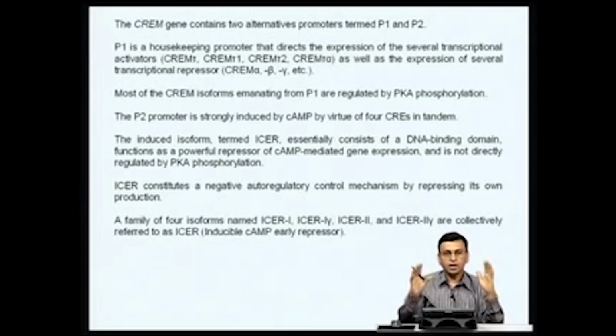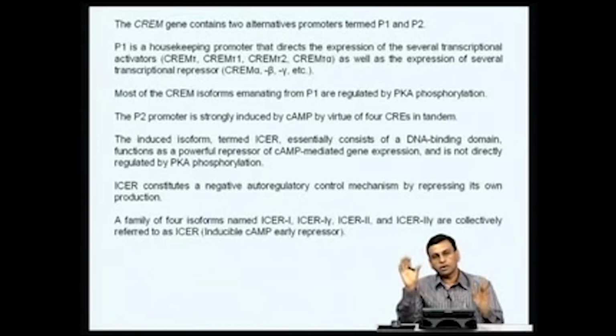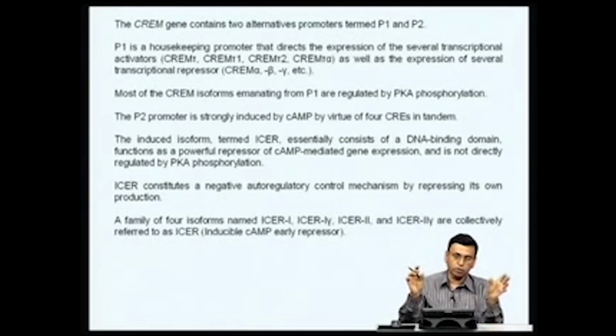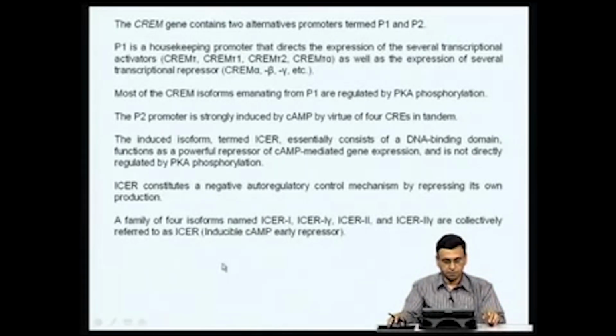So remember, when we say cyclic AMP response and transcription, it consists of not only cyclic AMP response element binding protein and molecules like CREM, it also contains a very important negative regulator of cyclic AMP response, namely ICER. The ICER is produced from the P2 promoter of the CREM gene, and this is a cyclic AMP inducible promoter, and since ICER contains only the DNA binding domain and lacks the transcription activation domains, ICER functions as a negative regulator of cyclic AMP response.